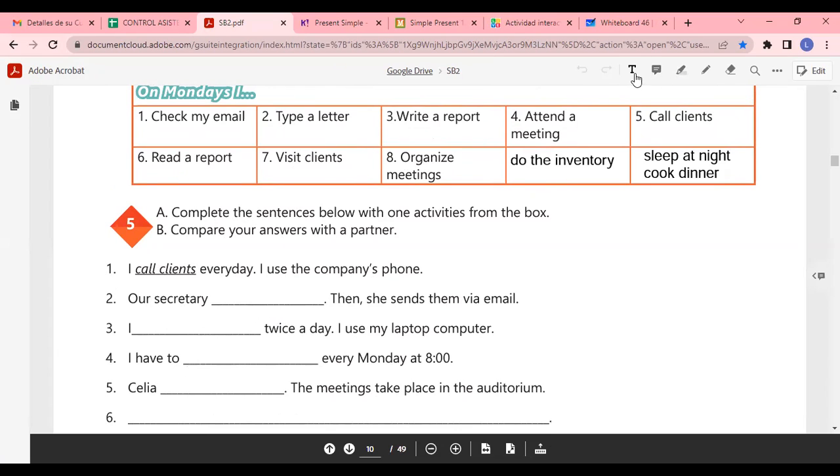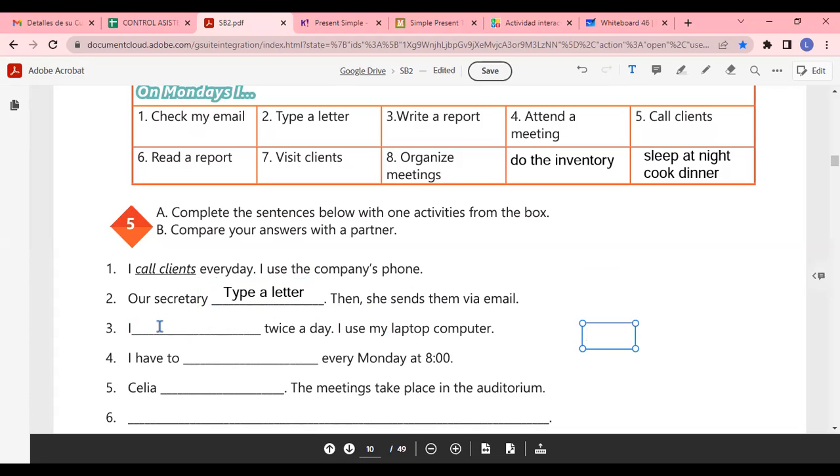Number 2, what do you think could be the correct answer for number 2? Please, can you help me? Number 2, our secretary. Type emails. Sorry, one more time. Type a letter. Let me check. Type a letter. Then she sends them via email, right?